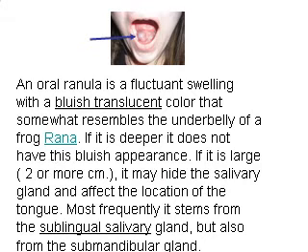An oral ranula is a fluctuant swelling with a bluish translucent color that somewhat resembles the underbelly of a frog, rana. If it is deeper, it does not have this bluish appearance. If it is large, 2 centimeters or more, it might hide the salivary gland and affect the location of the tongue. Most frequently, it stems from the sublingual salivary gland, but also may occur from the submandibular gland too.